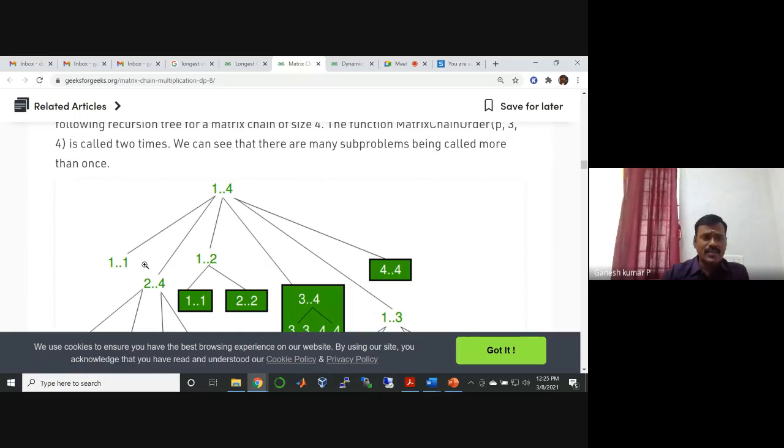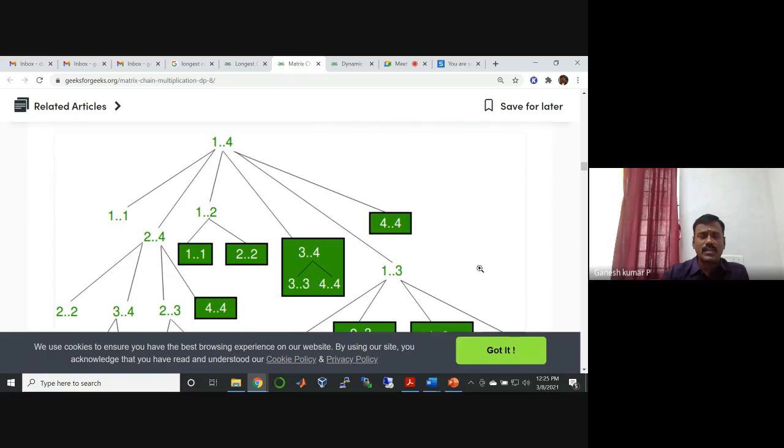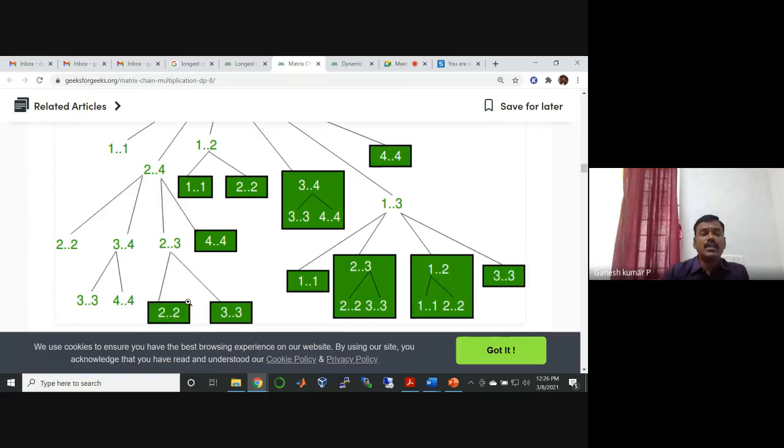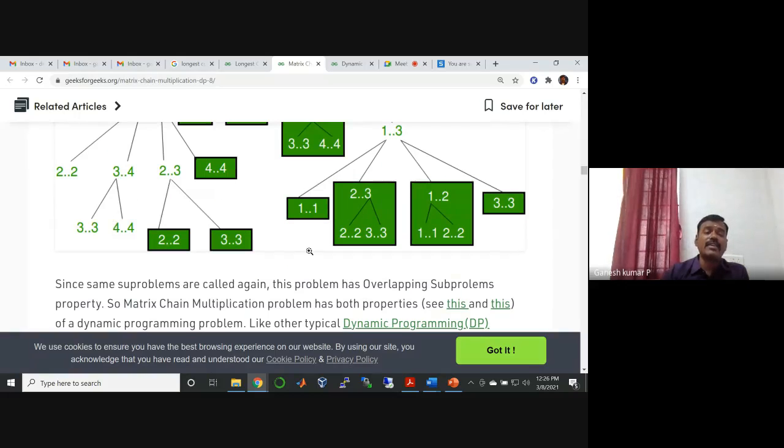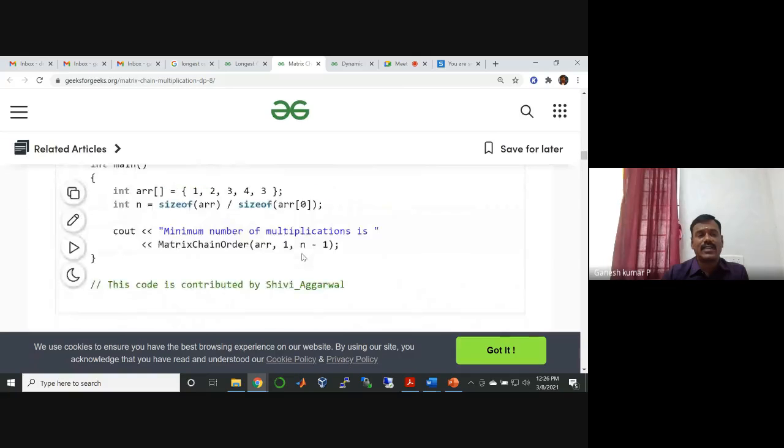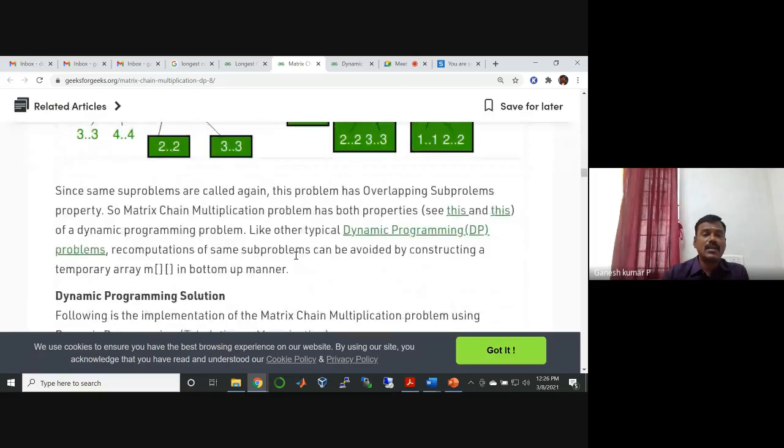There are four matrices. First, I have to take 1 to 1, 1 to 2, then 3, 2 to 4, 3 to 4. For 1 to 1, I leave 2 to 4. I make it as 2 to 2, 3 to 4, and 2 to 3. And for 3 to 4, I have to take 3. Likewise, you need to draw a tree-like structure, and this structure will give you the overlapping subproblems. That is what the idea is about.